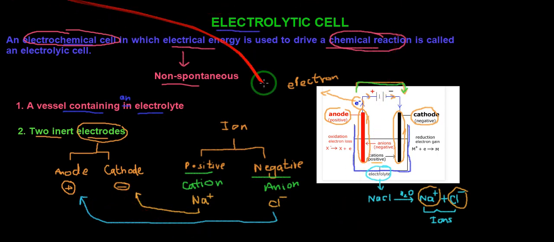Now at the anode, the anion is oxidized by losing its electron. Since the anion has negative charge, it means it has an excess of electrons. It can lose its electron.